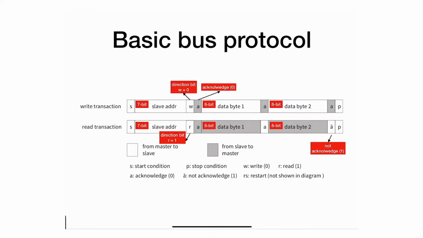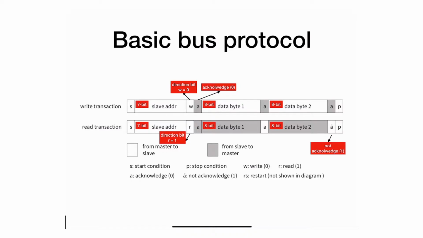Multiple devices can be connected to the I2C bus. However, only a master can start a data transfer, whether that data transfer is a write from the master into a slave device or a read from a slave device into the master. So let's take a look at how that protocol actually works.